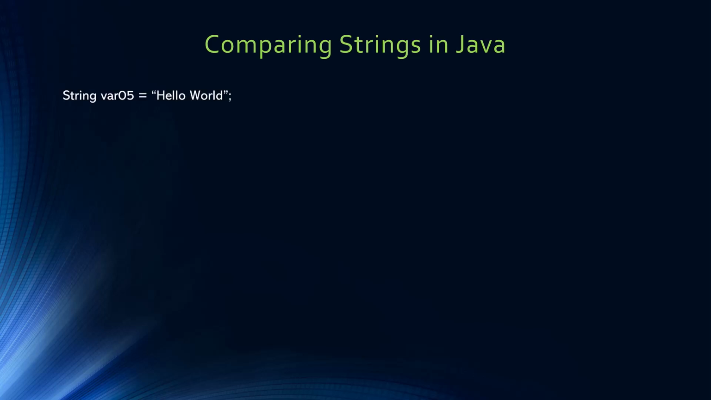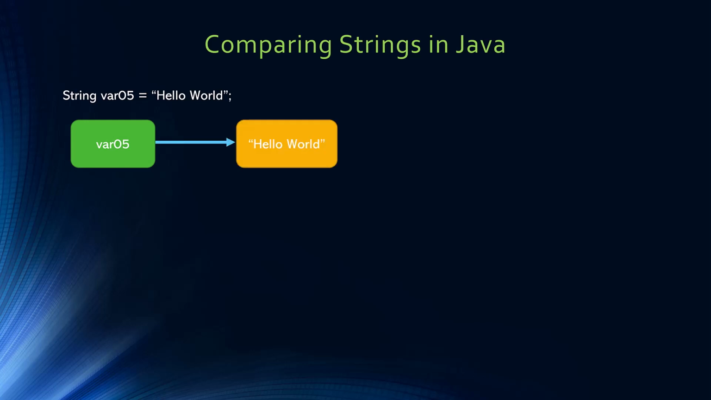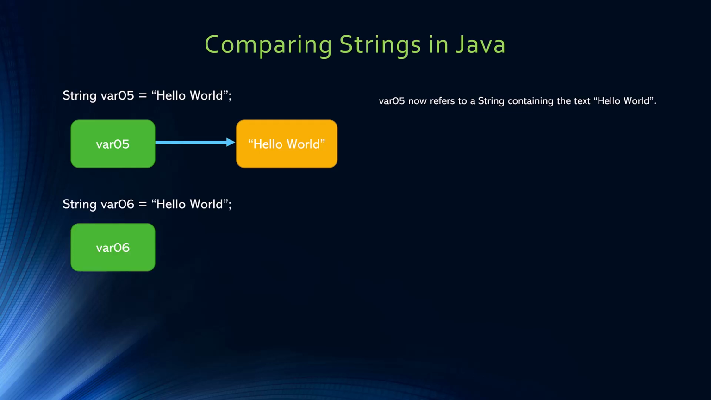Next, let's declare a variable var05 and initialize it with the string hello world once again. Notice this time we don't use the new operator. However, just like in our first two examples, the variable, in this case var05, references a string containing the text hello world. Now we'll also declare a new variable var06 and initialize it with the string hello world, also without making use of the new operator.